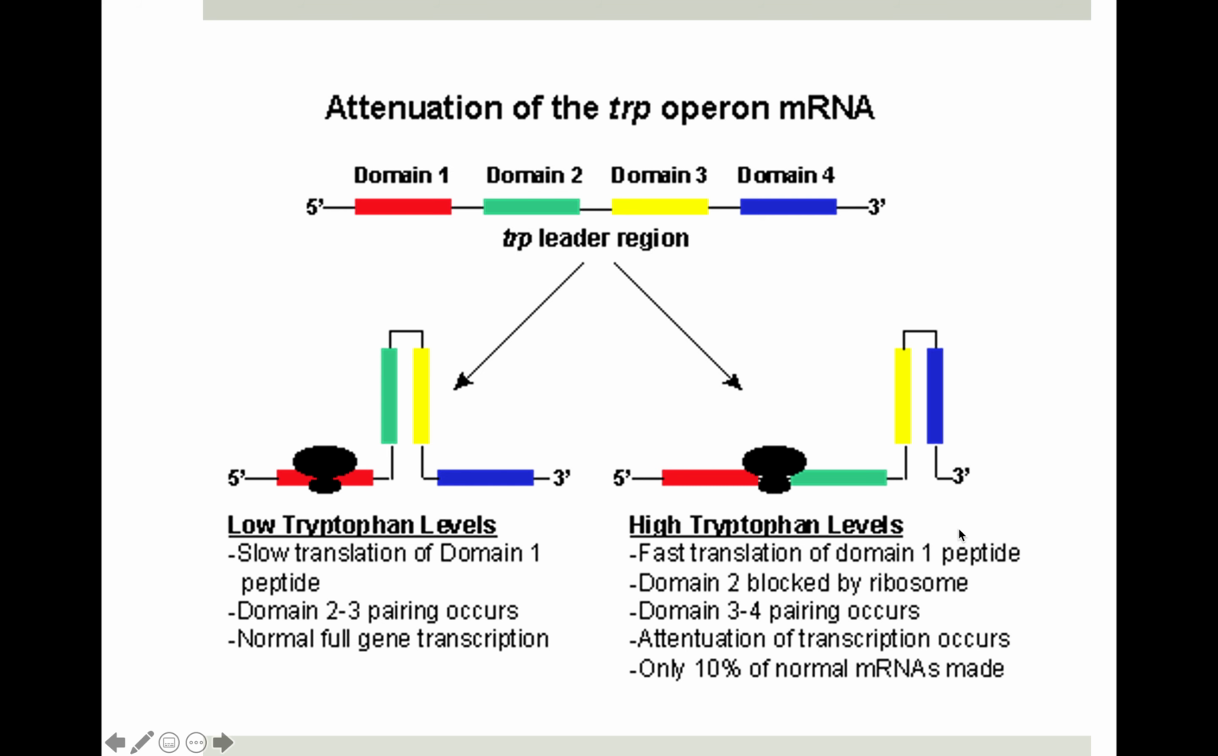But at high level of tryptophan, fast translation of domain 1 will occur, which will continue into domain 2, and domain 2 usually will be blocked by the ribosome, because there is also a stop codon over there. When this happens, domain 3 and 4 will pair to form a hairpin loop. We know that would signal for termination, and this is a form of attenuation. So attenuation of transcription will occur, and only 10% of normal mRNA will be made, because transcription will stop at that site.